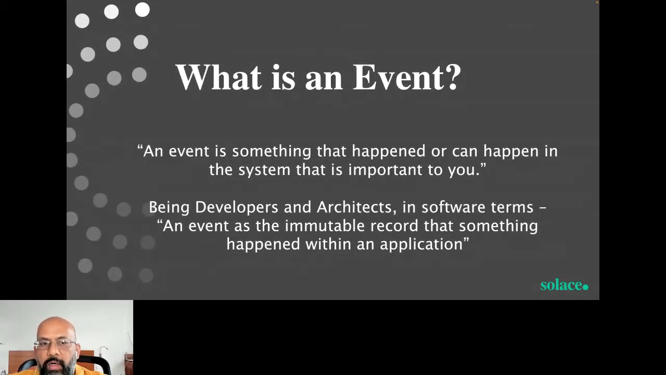So now that we are developers and architects, in our software terms, what would we say? An event is an immutable record that basically records something that happened within an application. In the case of a database, a record is a state, right? In EDA, it's basically an immutable record that captures information about something that happened within the application. Fair enough? So this is the event.